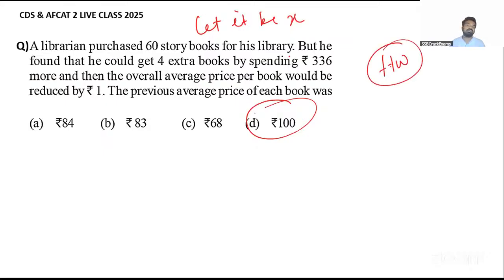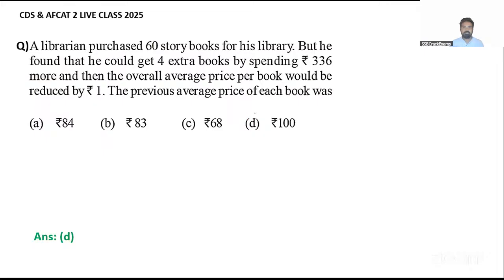Suppose the average is X, then the total price will be 60X. But now he gets 4 extra books by spending 336. Then add 336 to 60X. You will get the average price as (60X plus 336) upon 64. Then you will get the value of X from here, that is 100. That's it, nothing more to do. So I am giving you this as homework. All right.